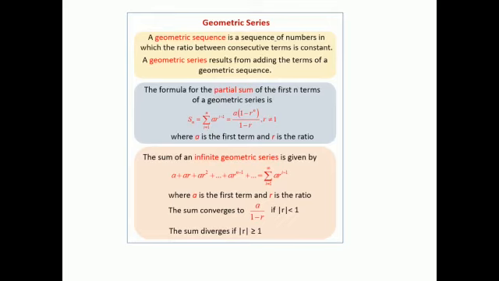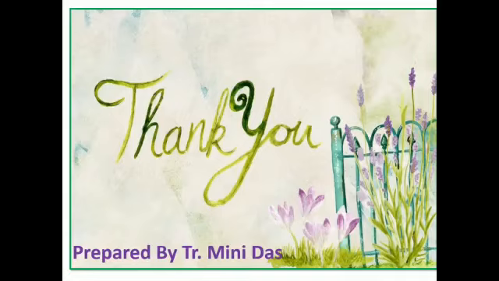Okay, so this is the geometric series formula. It's Sn and S infinity. Sn is equal to a into 1 minus r power n divided by 1 minus r. S infinity is equal to just a divided by 1 minus r. Hope you understand this presentation.